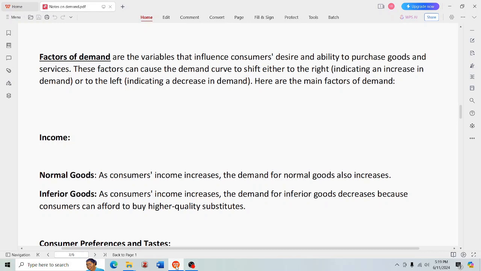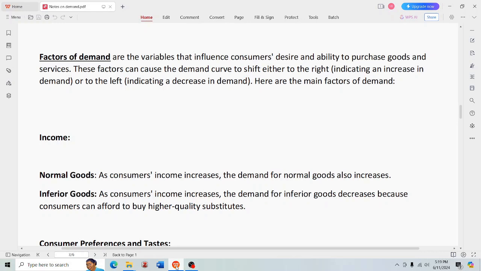So one thing to remember before proceeding further: if there is a demand curve showing only the quantity and the price, that means that curve is showing only the effect of price on the quantity demanded. Like if the price is increasing, the quantity is decreasing. If the price is decreasing, the quantity demanded is increasing, right?